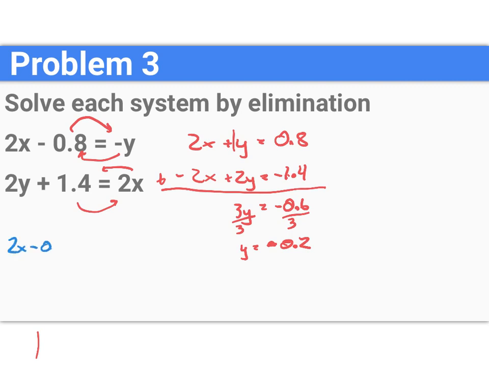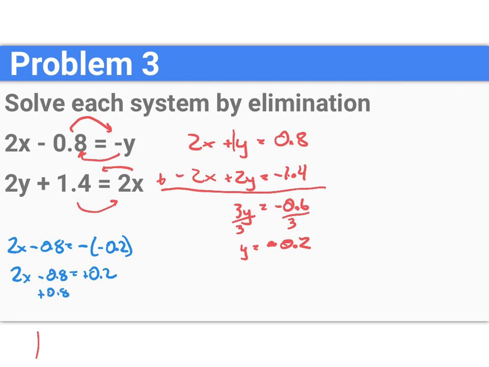2x minus 0.8 equals negative 0.2. This is why we use parentheses when we substitute, because we have to make sure that we get the sign straight. And so first of all, we got to get our sign straight. Minus 0.8 equals positive 0.2.